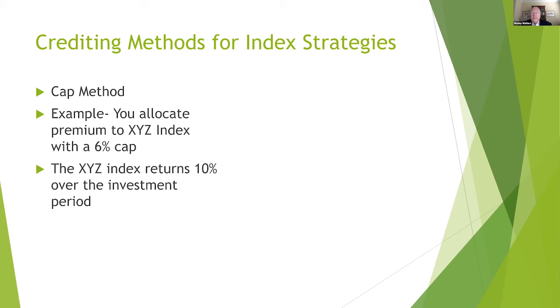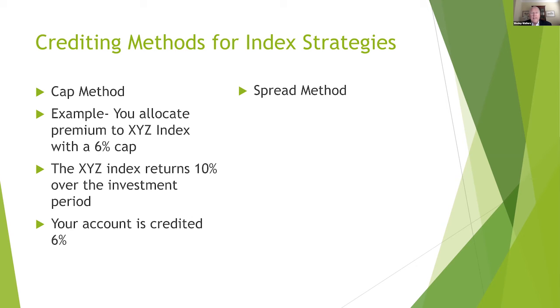So in this case, the underlying index goes up 10%, but you have a cap that you can earn 6. So your account is credited that 6. And again, that becomes protected principal.